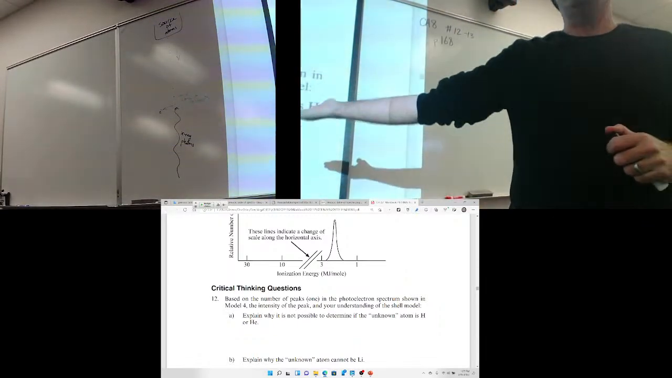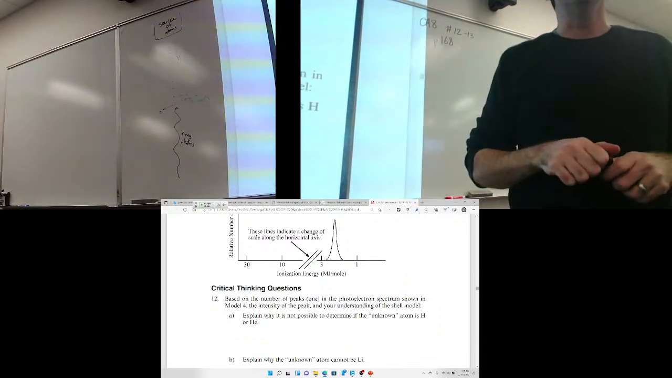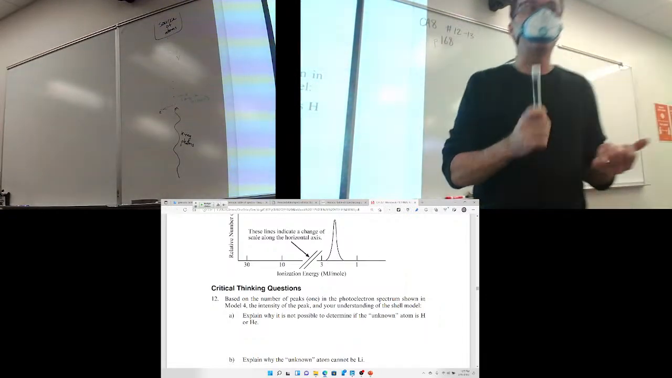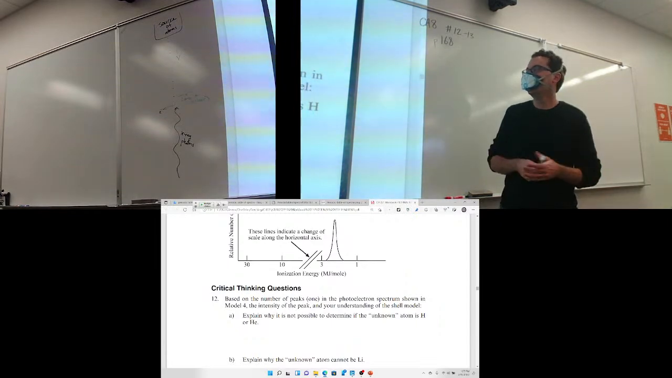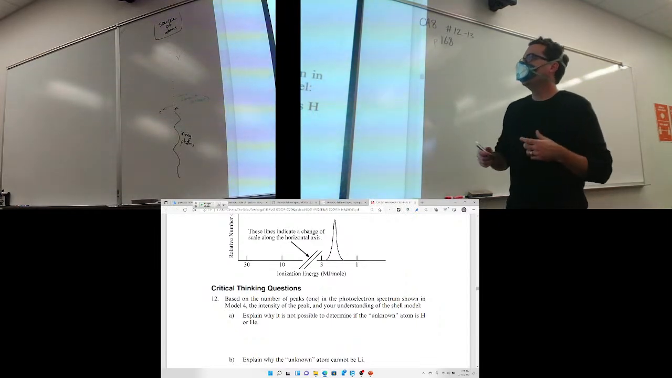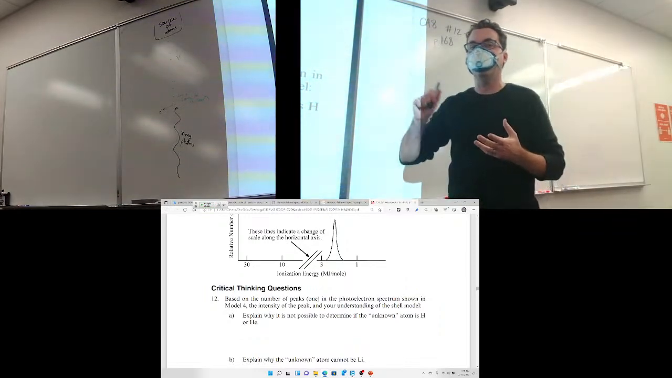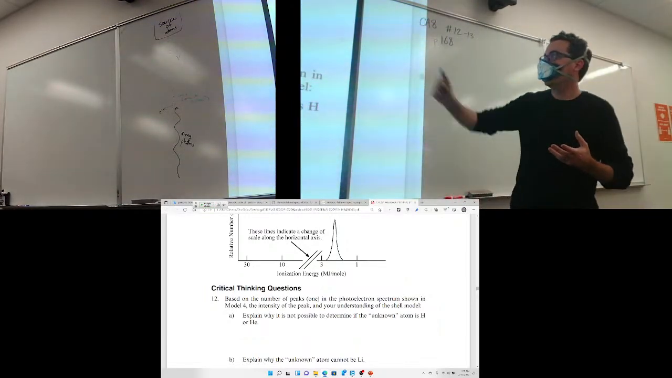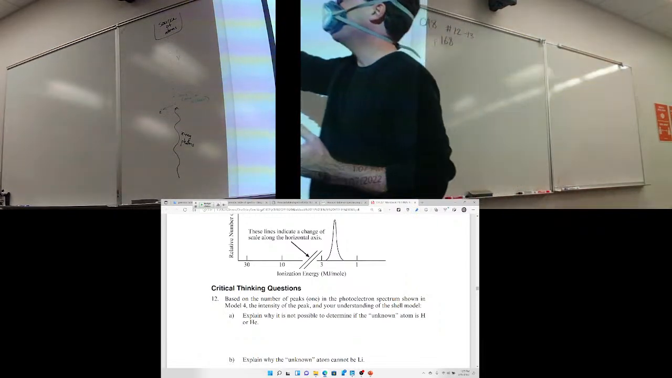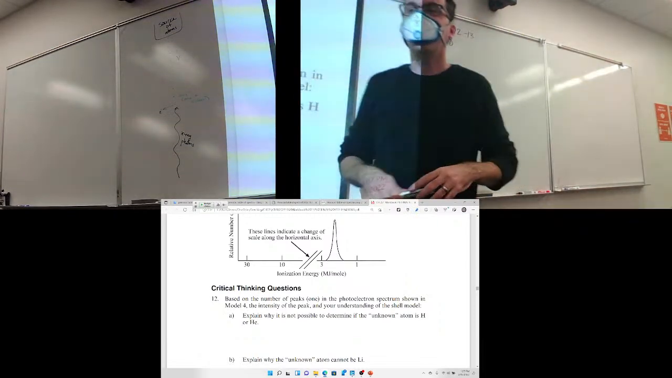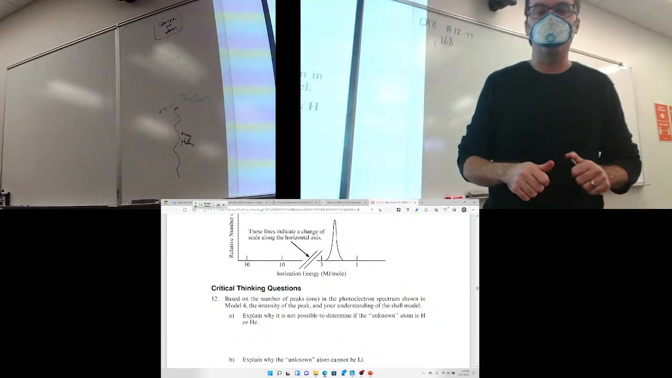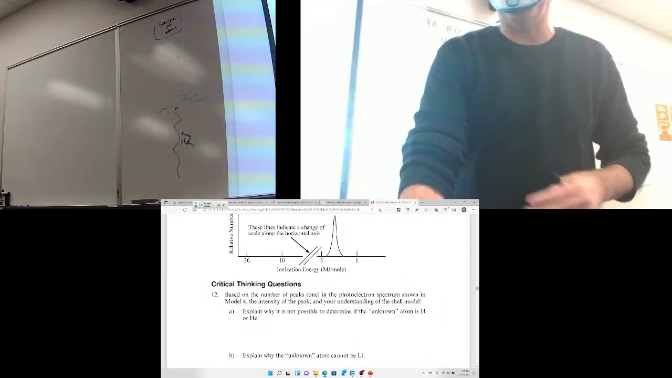We know it's not lithium, right? Because lithium has 2 shells. We know that from our current model. And so the electron in the second shell of lithium should have a different ionization energy. Or maybe that's the second shell, and the first one should be harder to remove, higher ionization energy. So we should see 2 peaks. It can't be lithium.